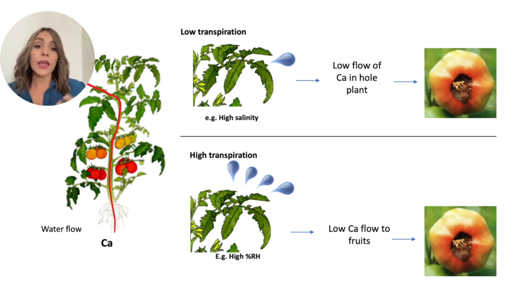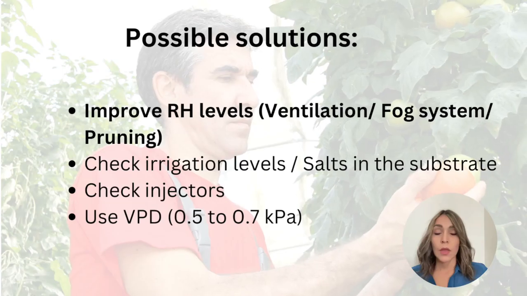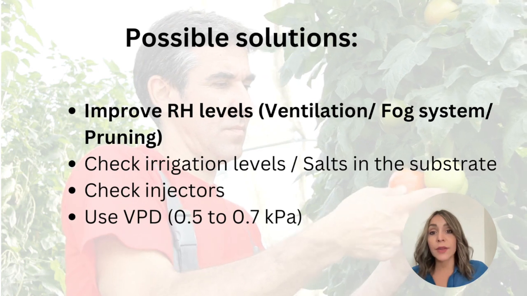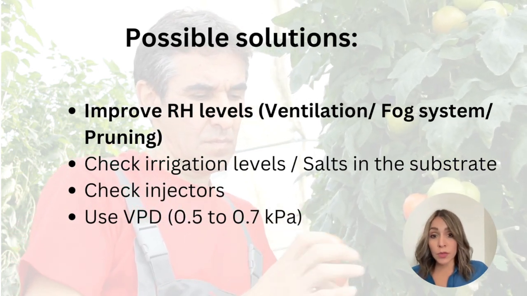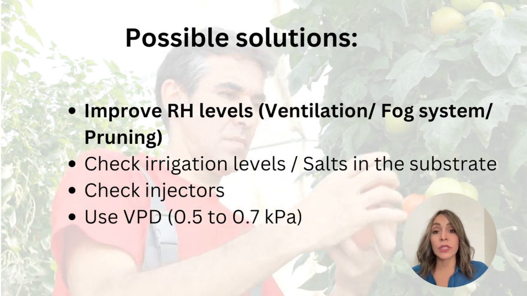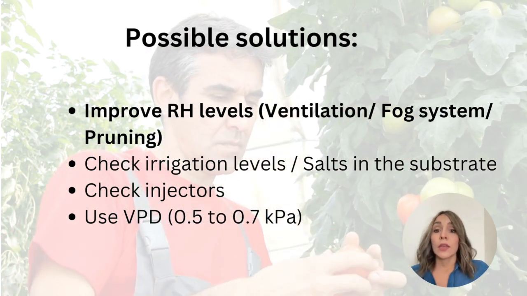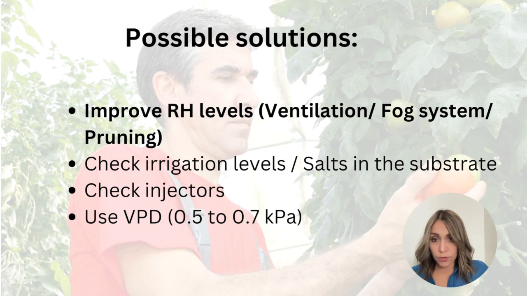So it's kind of common to have the problem of blossom end rot, which is calcium deficiency only on the fruit. And if you notice the plant, you can see that the leaves are okay. So this is the most common problem, but that doesn't mean that you cannot have the problem also on the leaves. So there are different aspects that can affect the movement of calcium within the plant. However, based on our experience working in greenhouses and also providing consulting, here are some possible solutions.